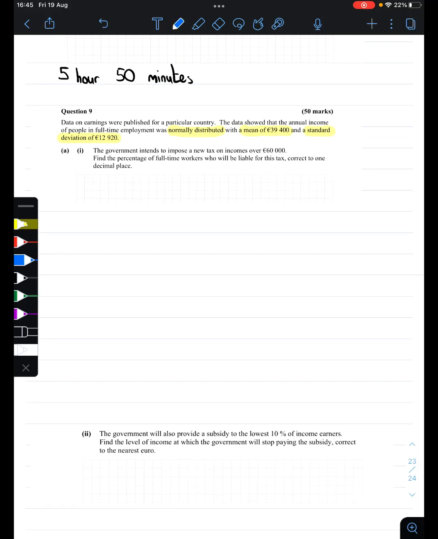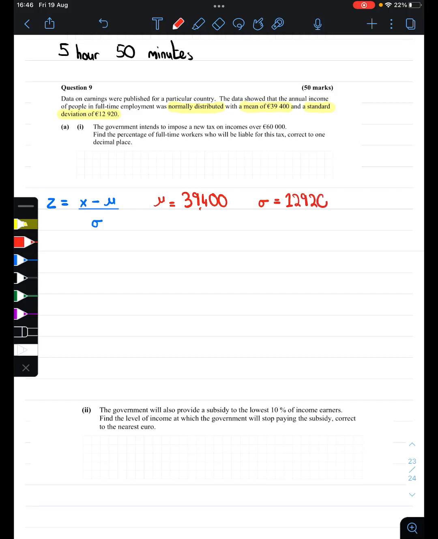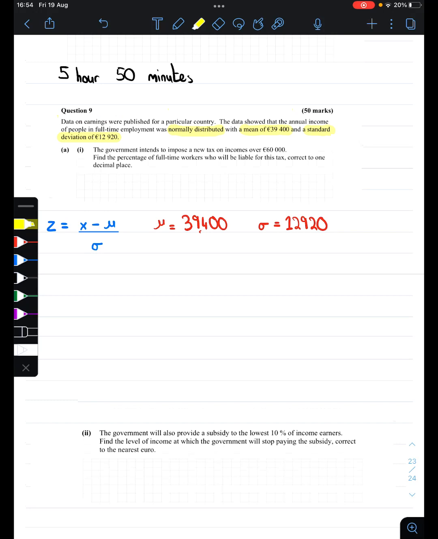So normally distributed, so immediately we're thinking of the formula z equals x minus mu all over sigma. And our mean mu is equal to 39,400. And our standard deviation sigma is 12,920. Alright, now on to part 1.